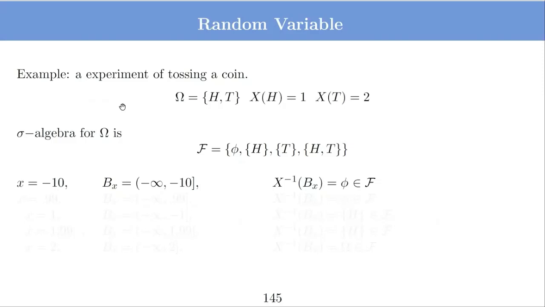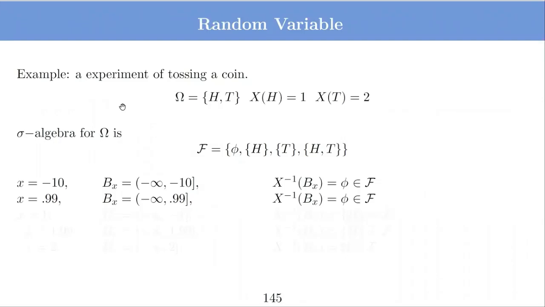Is phi in F? Yes, it is in F. You can take anything like minus 100, minus 200, minus 10, any negative number or even 0, and there you will get 5. If you take minus 0.99, there is no number which maps to less than 0.99, so you get 5.